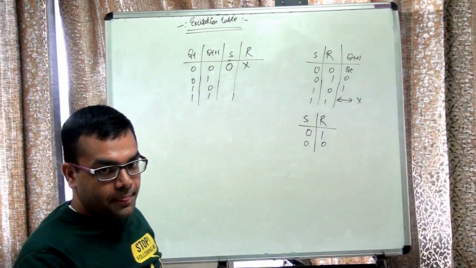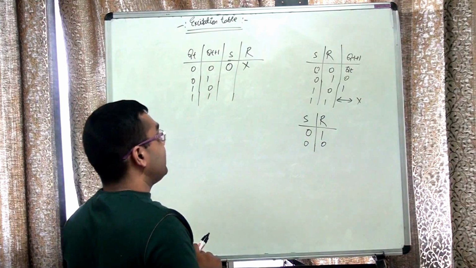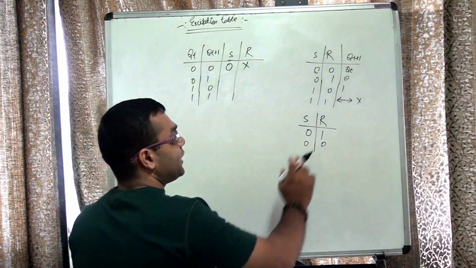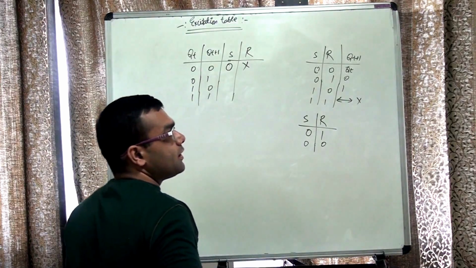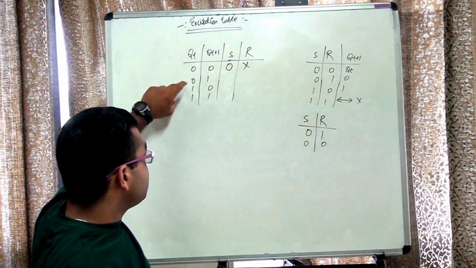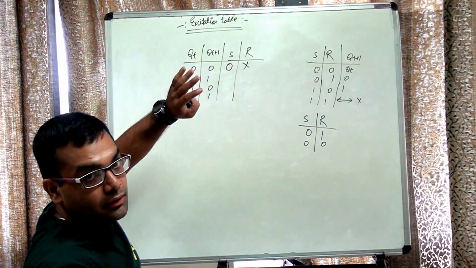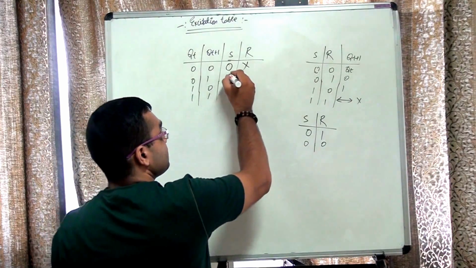Alright, okay, let us fill for 0, 1. Now my next state value is 1, so that can be attained only and only in case my S is 1 and R is 0. And no such combination exists for Qt or Qt plus 1 being complement of each other. So the only possibility is 1, 0.